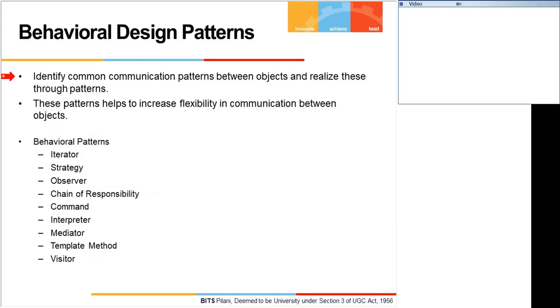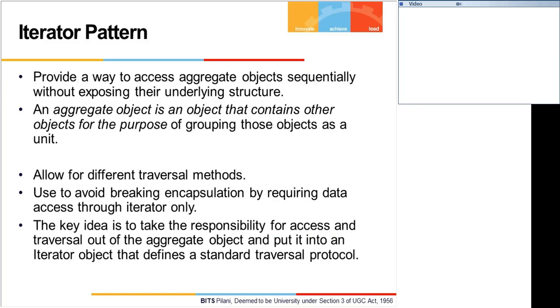What do behavioral design patterns do? They help us identify common communication patterns between objects and realize these with the help of patterns. These behavioral design patterns ideally help to solve issues related to communication between objects, and they help to increase flexibility in communication between the objects. Some examples of behavioral design patterns are iterator, strategy, observer, command, interpreter, visitor, template, etc. Today we are going to take up first the iterator pattern, and then the observer pattern. So let's start with the iterator pattern right away.